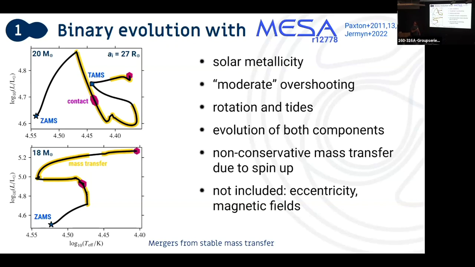So I have an example of one of these models here, where you have case A mass transfer on the main sequence. Important here also to understand the models: we model through some of the contact phases. I mean, some, because we only model through the main sequence contact phases. So here you see a system that becomes a contact binary, detaches again, and later becomes a contact binary again.